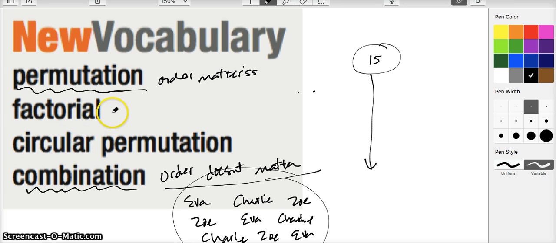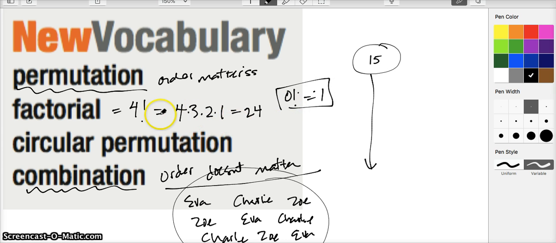Factorials, you guys are familiar with it. If I had 4 factorial, we discussed this, it means 4 times 3 times 2 times 1, which would be 24. And 0 factorial, by the way, is equal to 1. That's something we want to hold on to as a concept. And so the way we write factorials, n factorial is equal to n times n minus 1 times n minus 2, all the way down to the number 1. Make sense? I know you guys have seen that before.